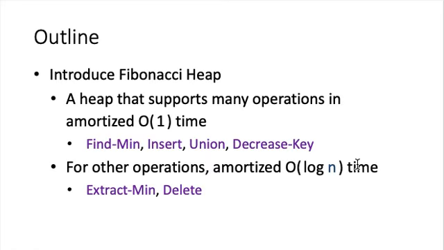In this lecture, we will introduce another heap called Fibonacci heap. This heap also supports the union operation, as in the case of the binomial heap. However, Fibonacci heap has something that is very nice. Many of its operations have amortized cost of constant time. They include find min, insert, union, and also decrease key. For the other operations, it will still have good amortized cost of order of log n. So extract min and delete will have amortized cost of log n.